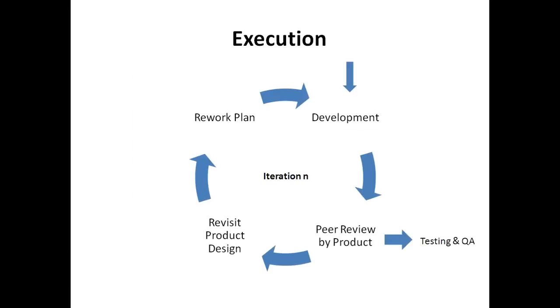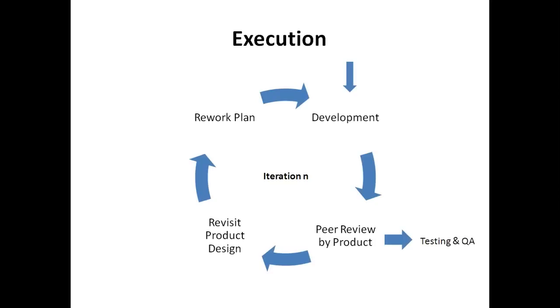Once we have the scheduling done, we start with the actual execution. So the input to the execution phase becomes your project plan, which goes to the development team. The development team works on the product. Then it goes into a peer review by the product team. Peer review in normal Java practices or normal coding practices is a code review by your peers. Here, by peer review, I mean the product peer review, wherein if you're doing an application, you run the application on your handset and see if it is working.